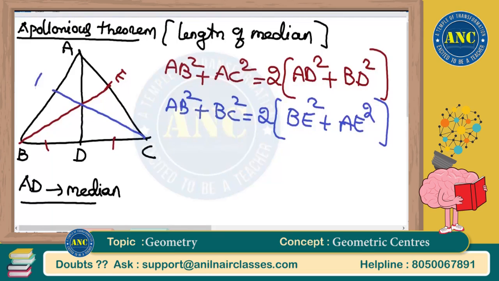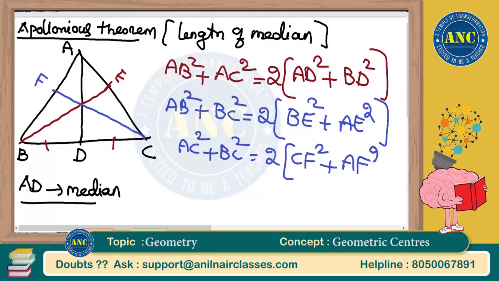Similarly, take one more median. Take the midpoint of AB, F. What are the sides connecting C? Which is nothing but AC square plus BC square, which is nothing but 2 into CF square. Either take AF or FB. So it is nothing but AF square.